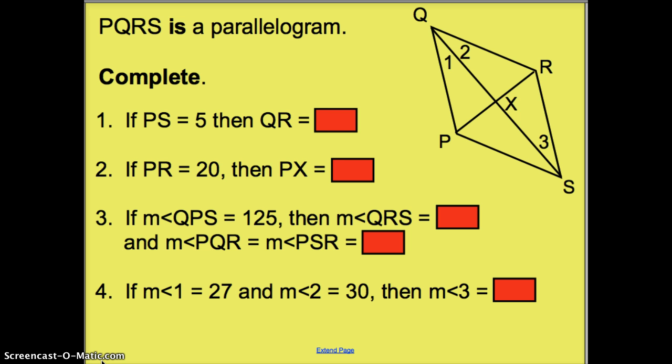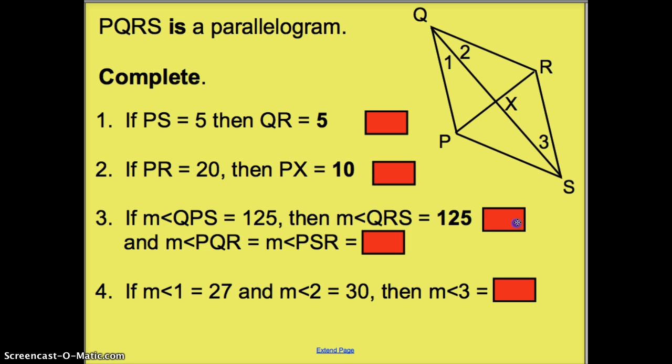Okay, the answers for these questions are: QR is 5, PX is 10, angle QRS measures 125, angle PSR measures 55, and angle 3 is 27 degrees. At this point, if you have any questions, you should note them on your sheet, and in class we will discuss any questions that you have at the beginning of next class.